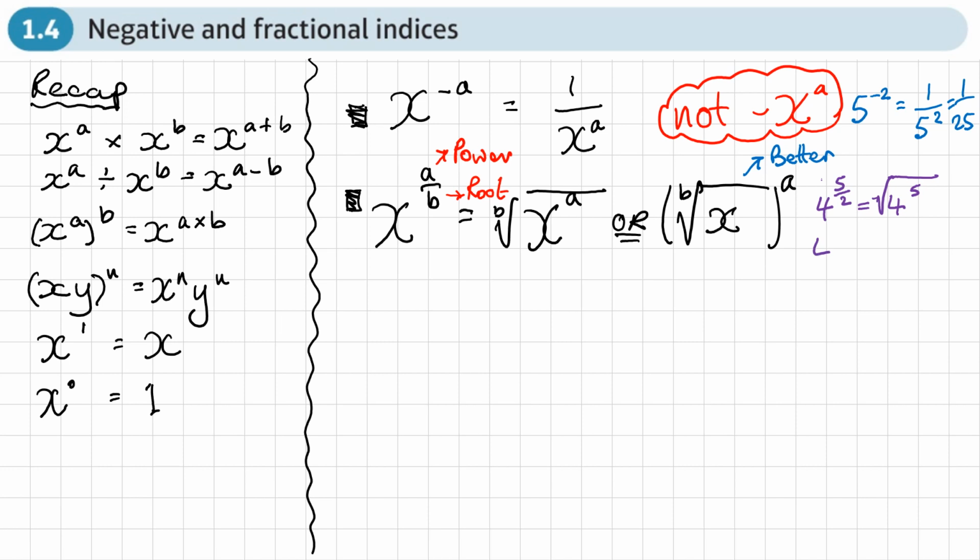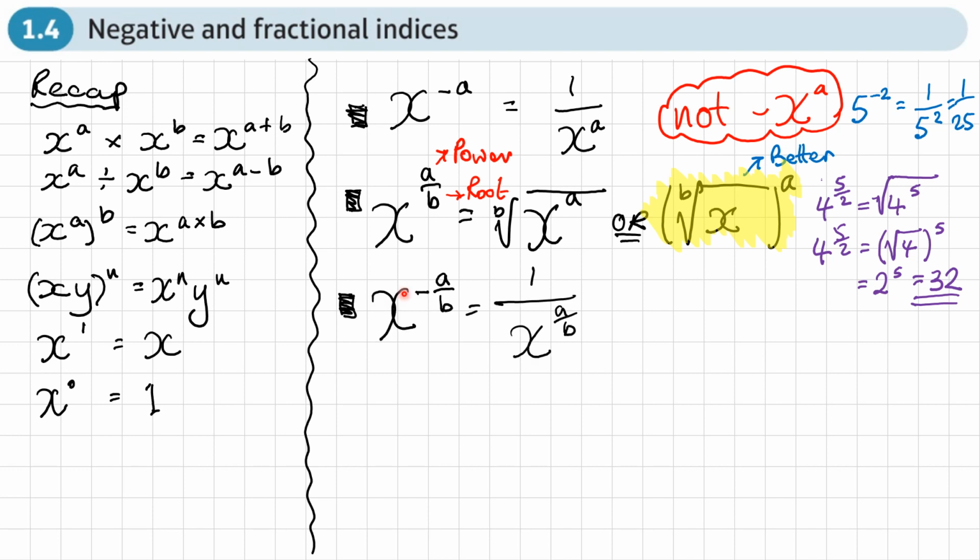But if I were to do it the other way and do the root first, so I find the square root of 4 and then find the power, this is much easier because the square root of 4 is 2, and I work out 2 to the power 5, so that's going to be 2, 4, 8, 16, 32, easy. That can be done quickly, but this way it's going to be more difficult. So I would always suggest that you work out the root first, the second method, and then the power second.